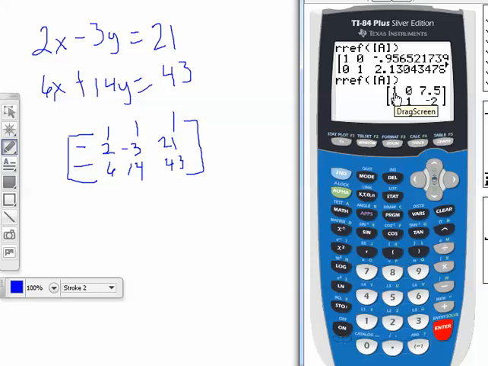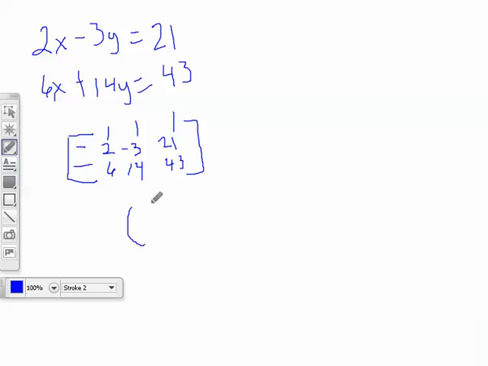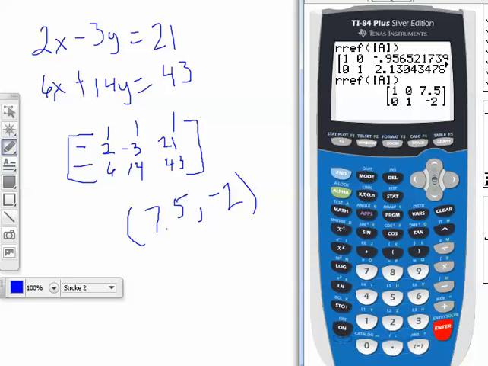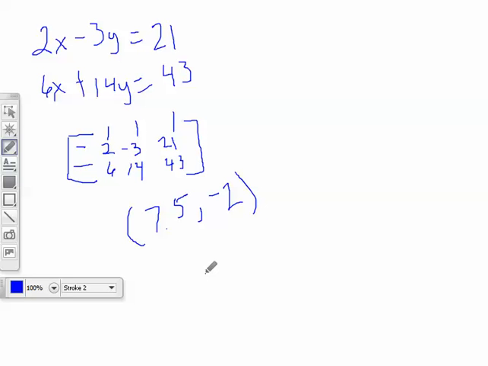See how it's got this 1 here? That's my x value. This one here is my y value. X is 7.5. Y is -2. I found the point that works for this as 7.5, comma, -2. Now what I had? 7.5, -2? Yep, 7.5, -2. That's the solution to that one.